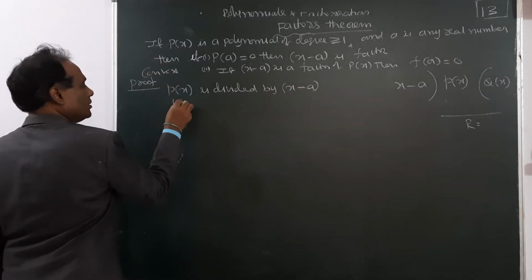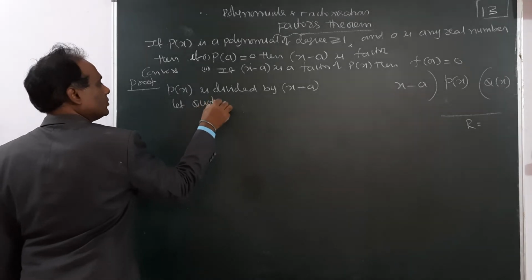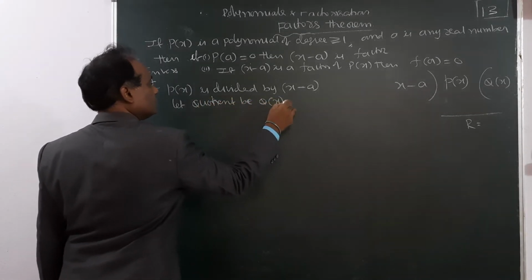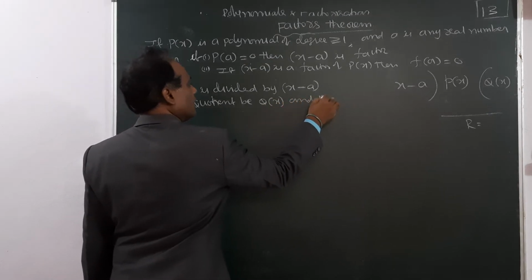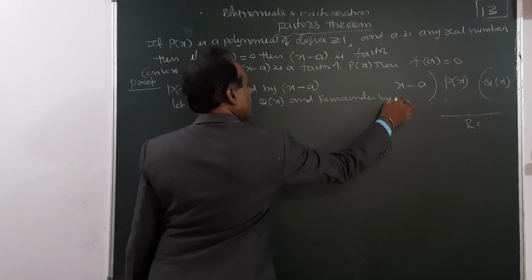Let the quotient be q of x and the remainder be r.